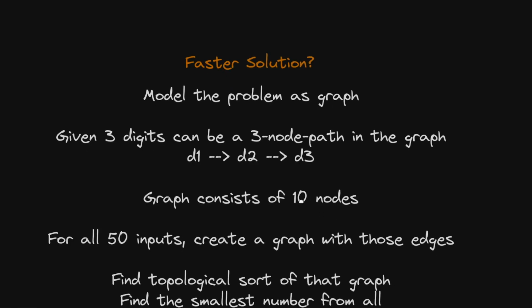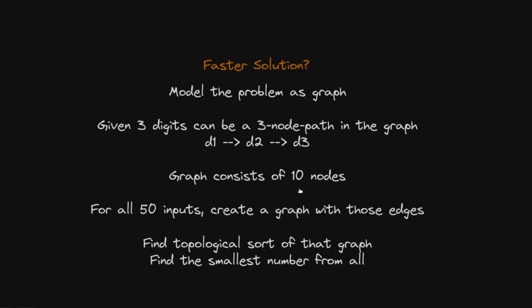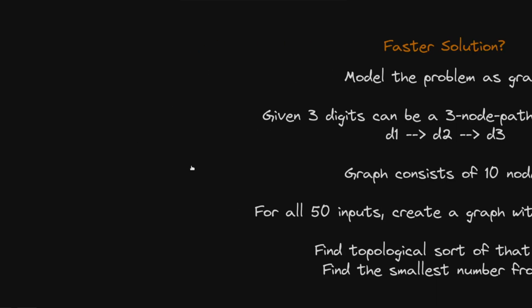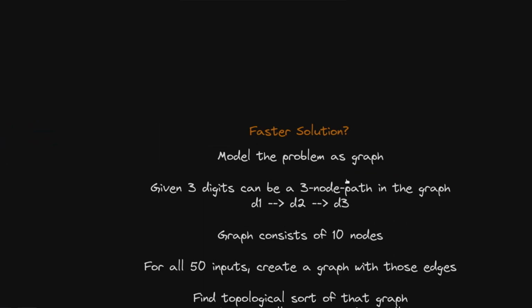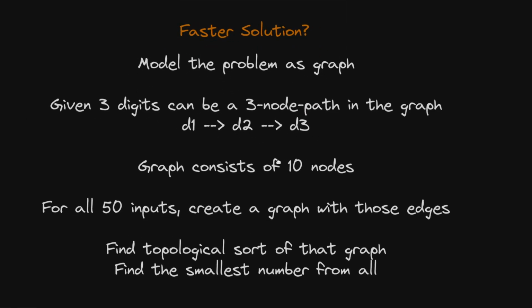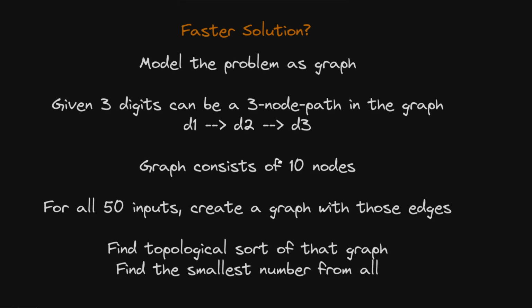Now let's go over a better approach using graph theory. You can model the problem as a graph. Each of these triplets is going to represent a three node path in the graph. So from 3 to 1 there is an edge, 1 to 9 there is an edge, 6 to 8 there is an edge, 8 to 0 there is an edge, which is a directed edge. This is how the given passcode attempts are going to look.